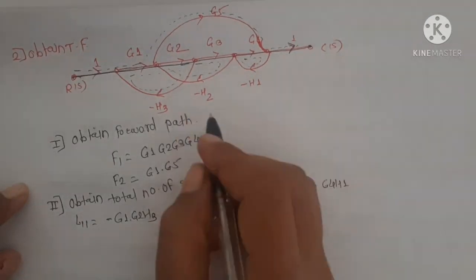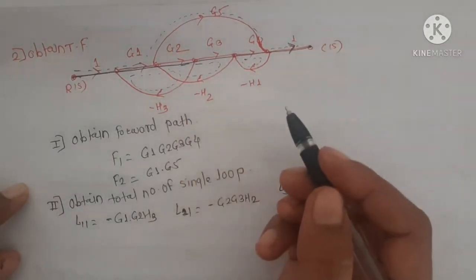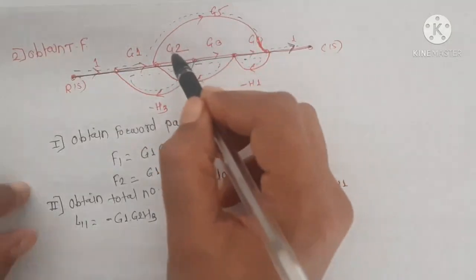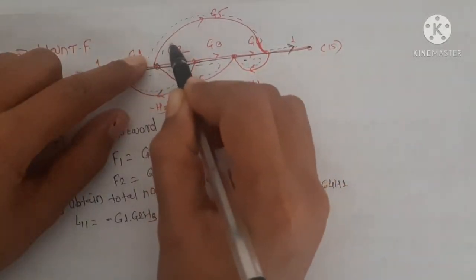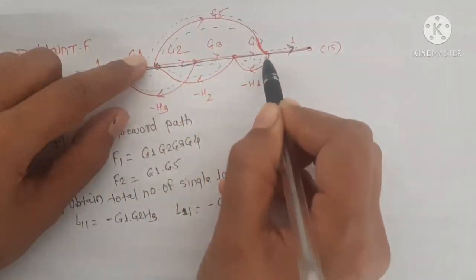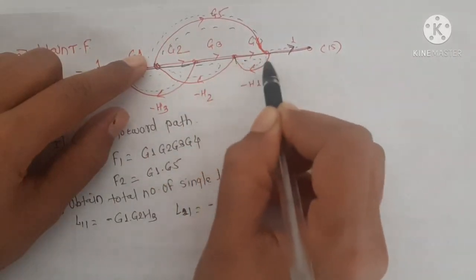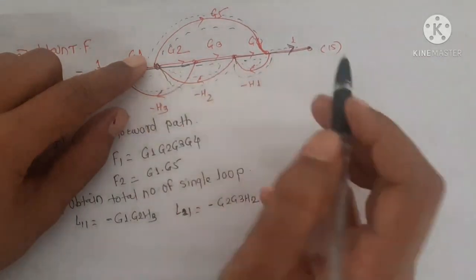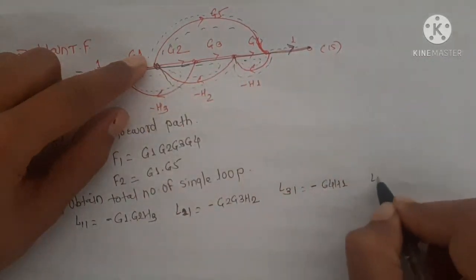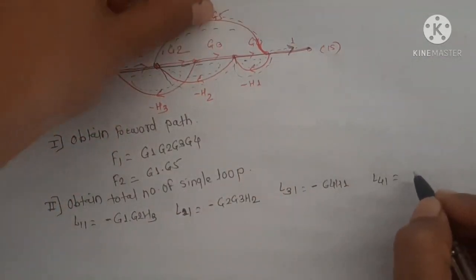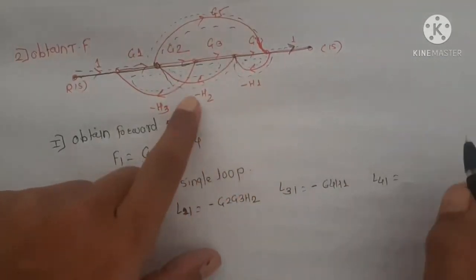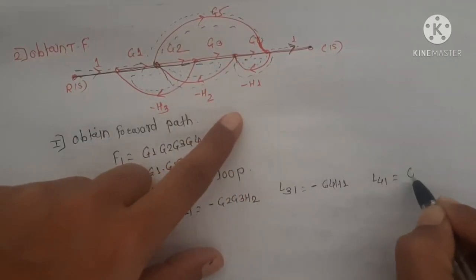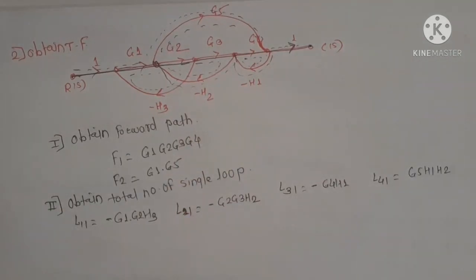Now find whether another single loop is present or not. Here you are observing this total loop, starting from here, this arrow, again this arrow is present, after that this arrow, and it is completing here. Loop means the starting and ending point is the same. So the fourth single loop is G5 into minus H1 and minus H2. Minus minus will become positive. So G5, H1, H2. So in total there are 4 single loops in the given diagram.